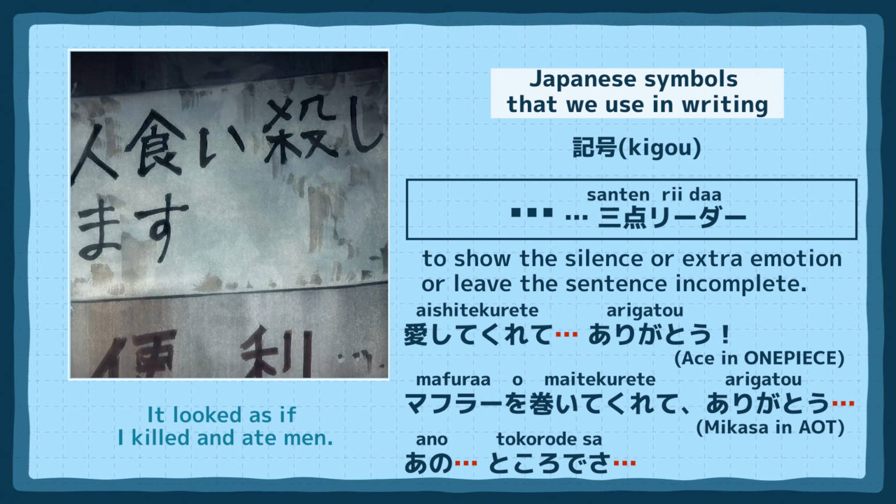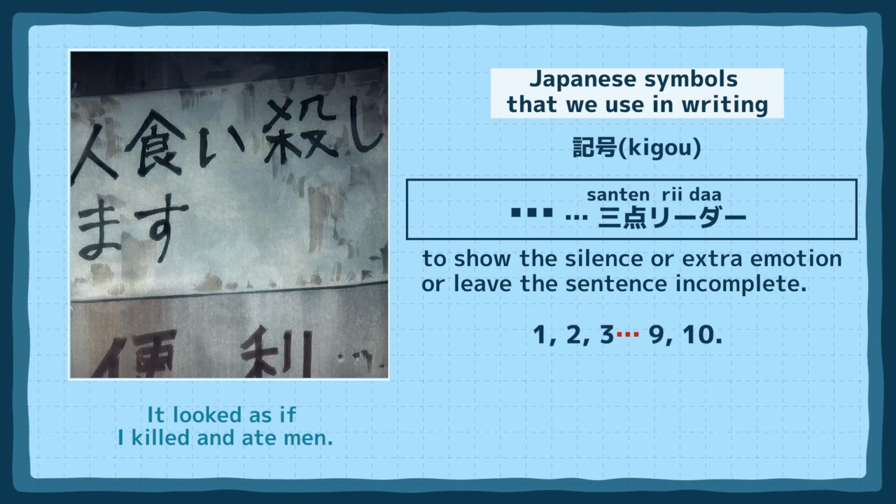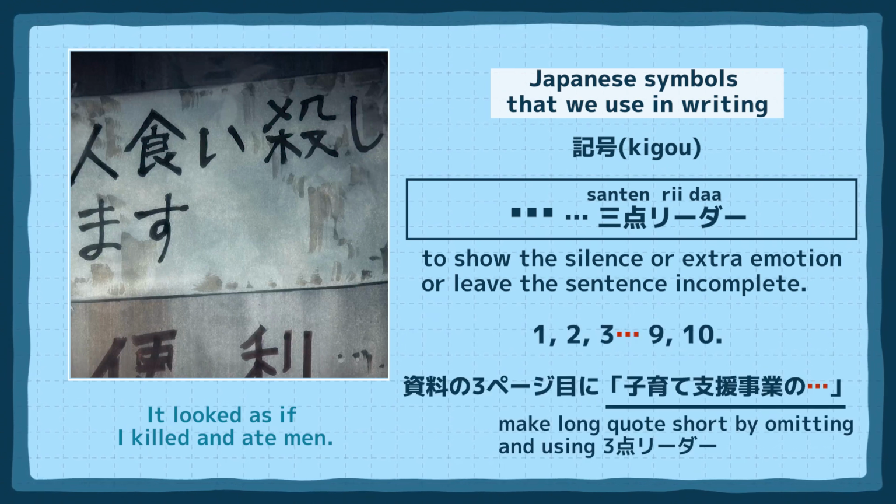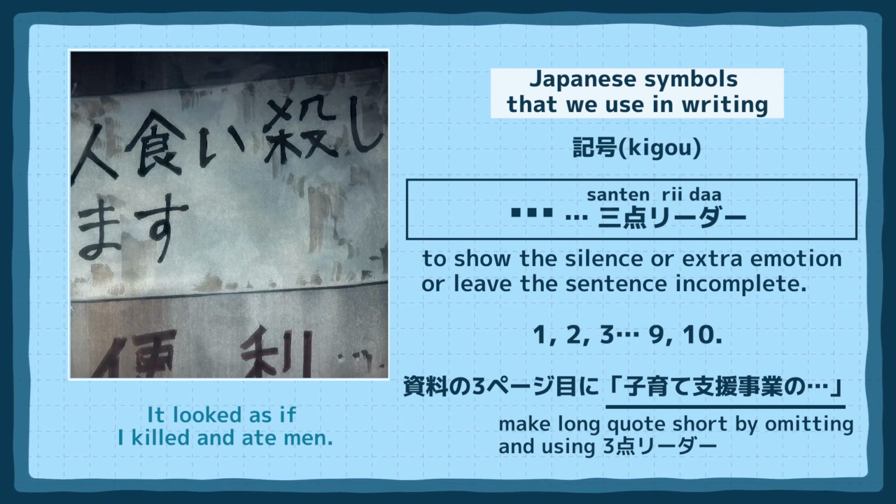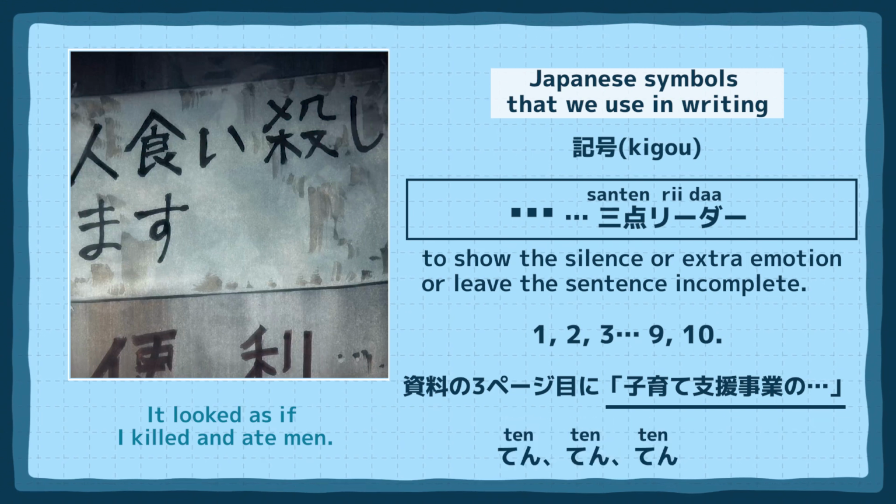In a formal way, we still use this 3点リーダー when you omit a number in the middle or omit the middle part of a long quote like this. This 3点リーダー you don't have to read, but sometimes people read it like 10, 10, 10. 10 means dot, so 3 dots, 10, 10, 10.